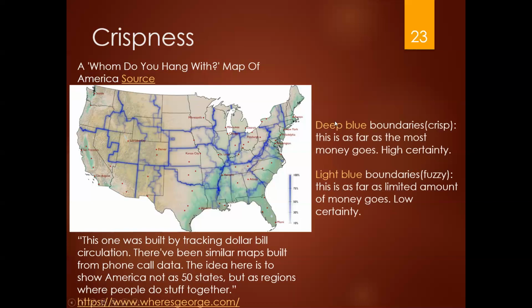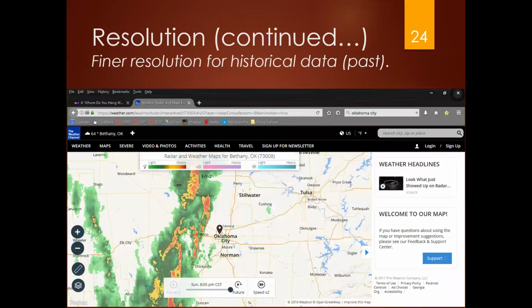Deep blue equals crisp, right? This is where most of the money goes, high certainty, or low uncertainty, right? On the other hand, light blue, fuzzy or blurry boundaries, this is where a limited amount of money goes, low certainty, or high uncertainty, right?